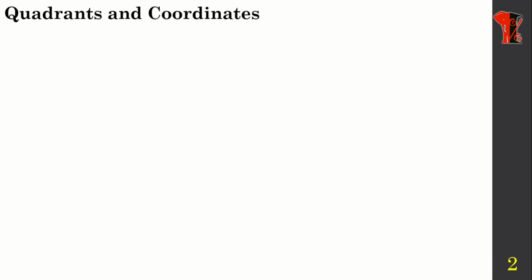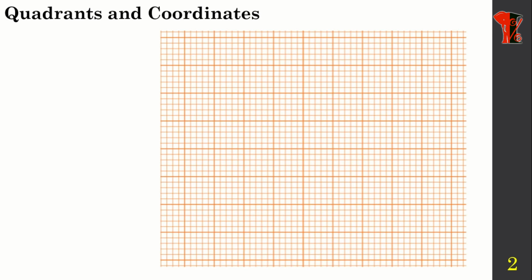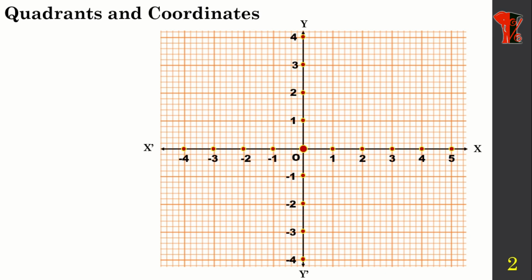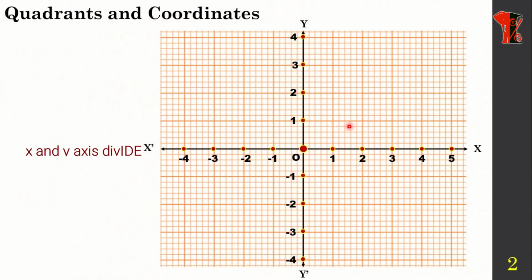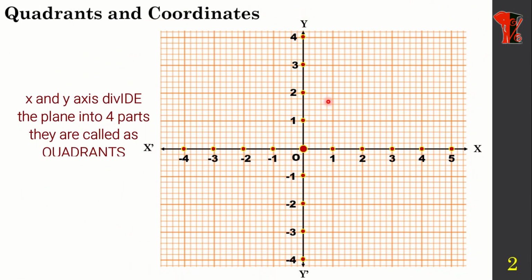Hello everyone. Today we are going to discuss a chapter, coordinate geometry, which is related to 10th grade. As you can see, we already know about quadrants and coordinates, right? So this is a graph paper which I am going to use here, and these are the x and y axis. Now when you draw x and y axis on a graph paper or any plane, that is called the Cartesian plane. Now here this x and y axis divide this plane into four parts.